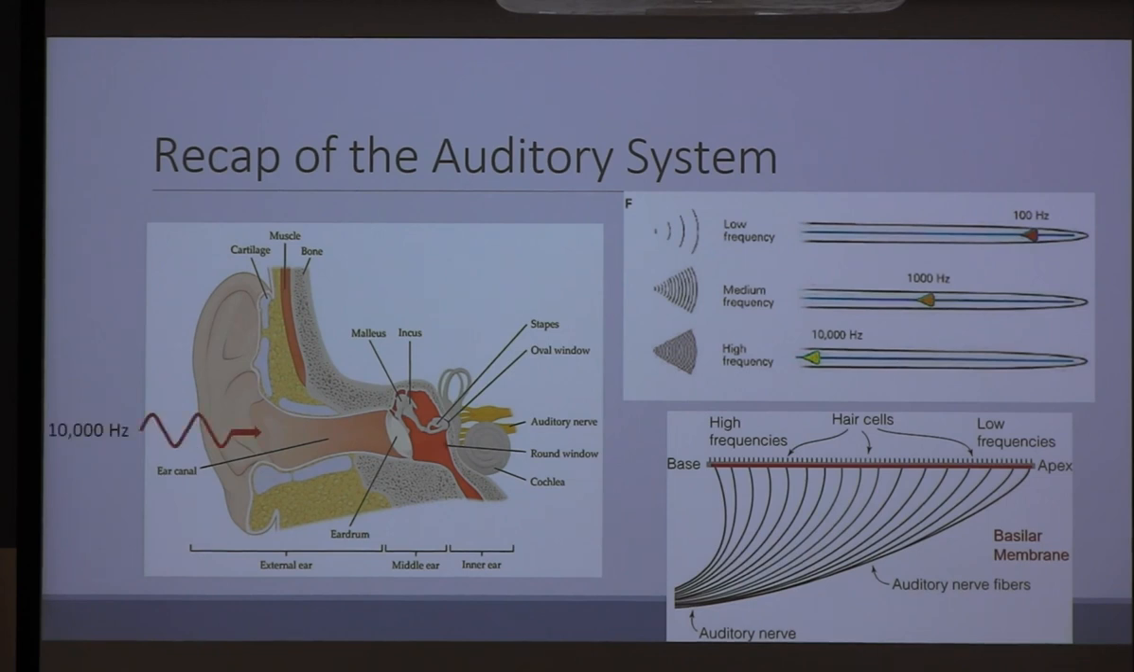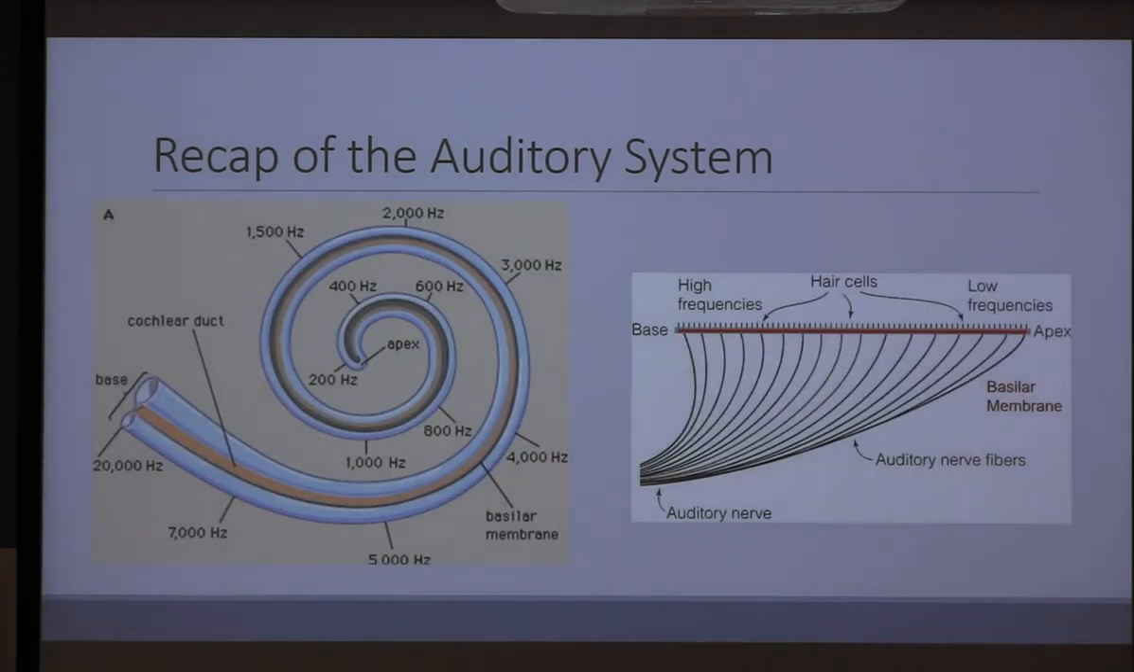And if the wave has a higher frequency, it'll cause electrical signals from hair cells closer to the oval window of the cochlea. And so your brain will understand that this is sound of a higher frequency. And so again, this describes the tonotopic behavior of how the cochlea works, how the auditory system works.